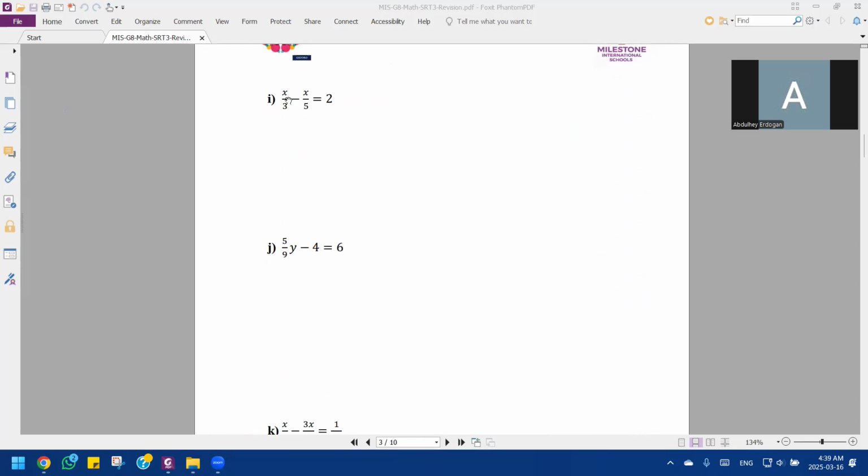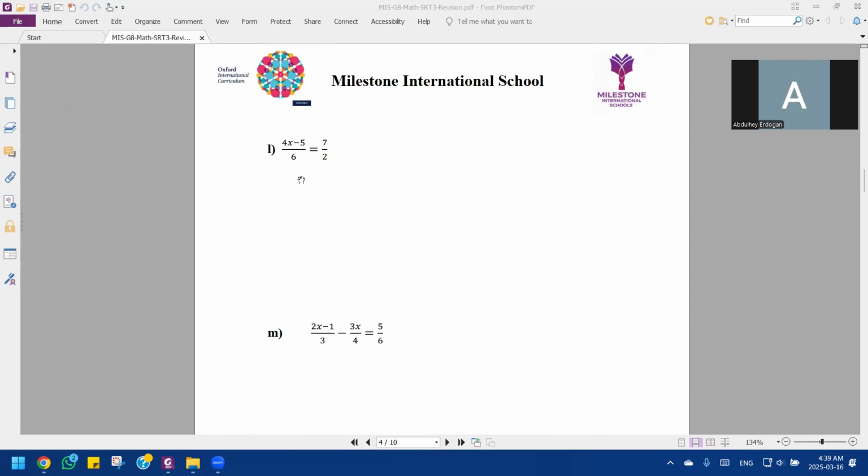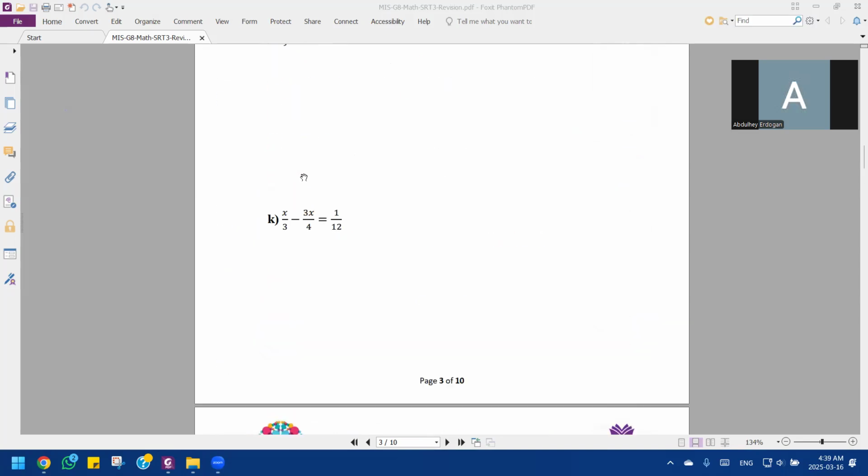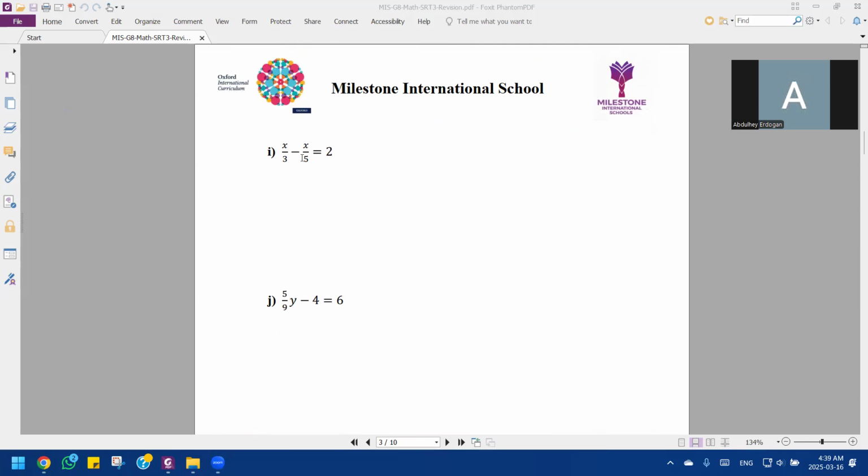Okay, here we have fraction minus fraction equals 2. Some of the students will think of cross multiplication, but no. Cross multiplication, we do it when I have a fraction equal to another fraction. So we do the cross multiplication. But here, there are two fractions with subtraction between them, so I should simplify it.